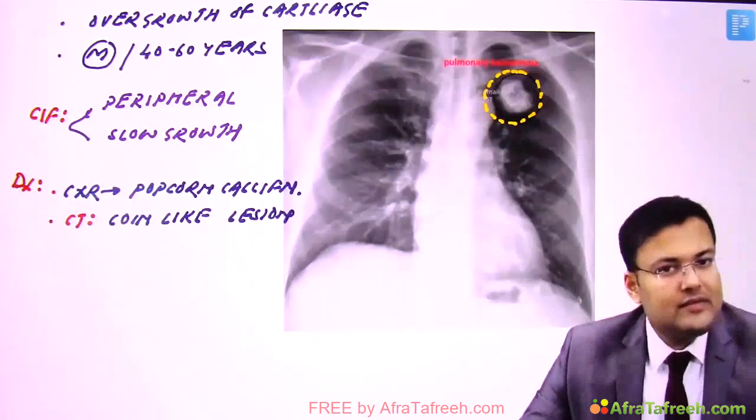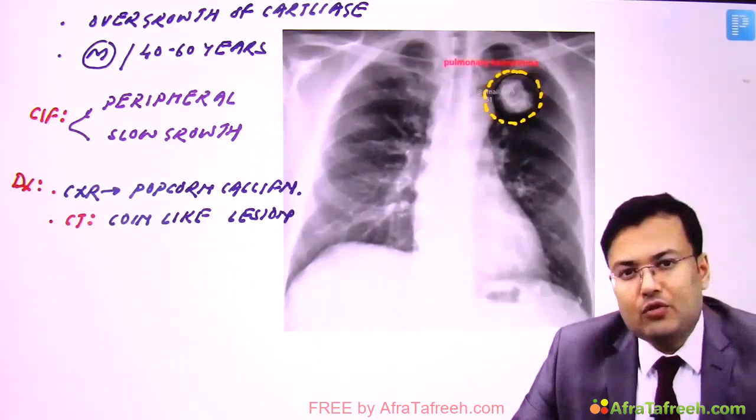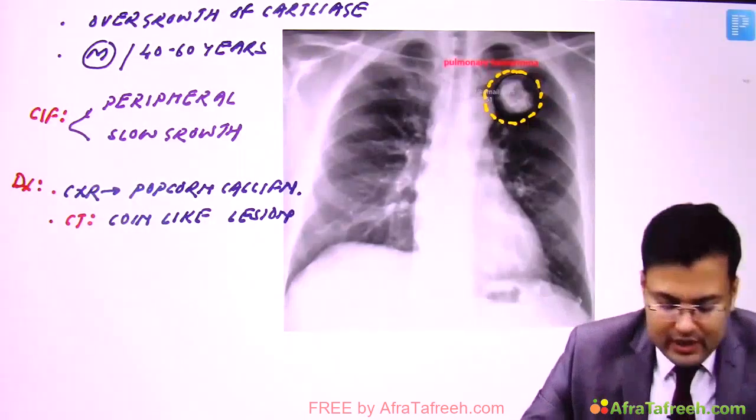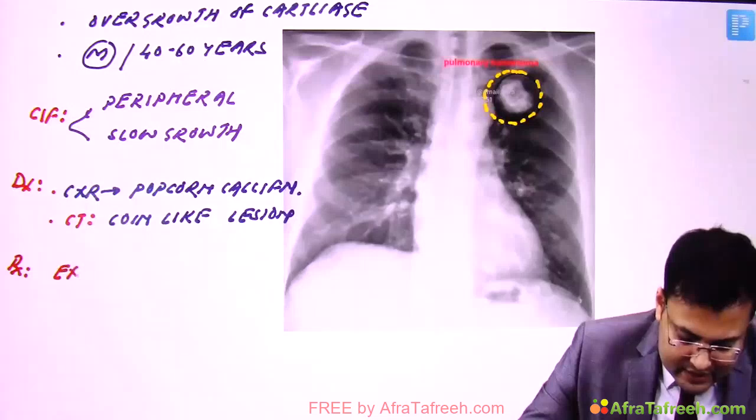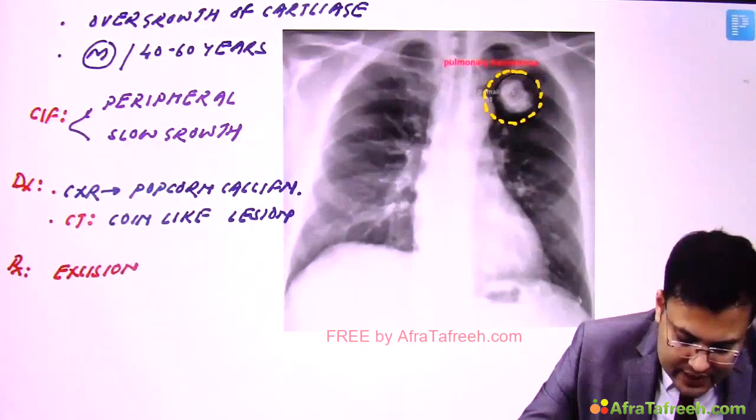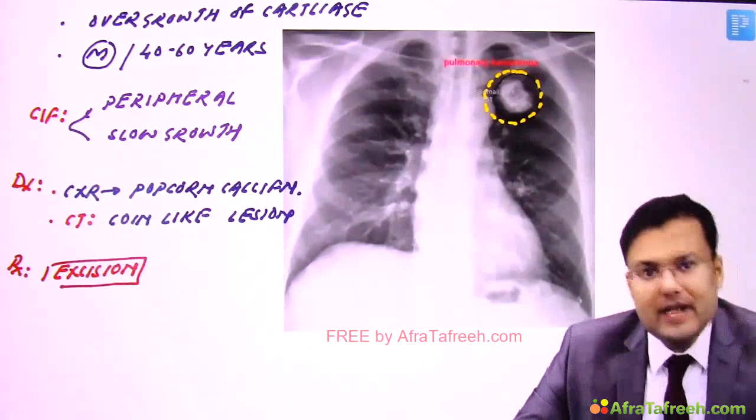What is the definitive treatment? So we have to go for excision of the tumor. So the treatment is excision. This is the definitive treatment of pulmonary hematoma.